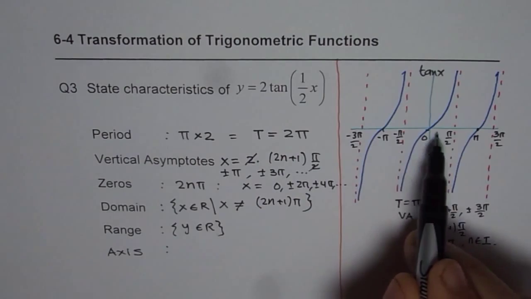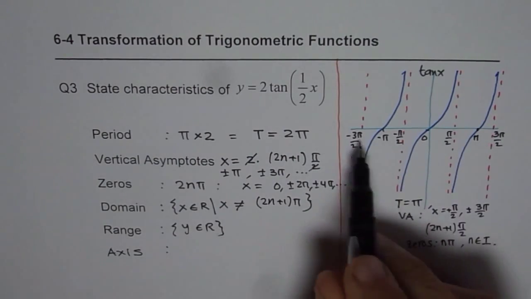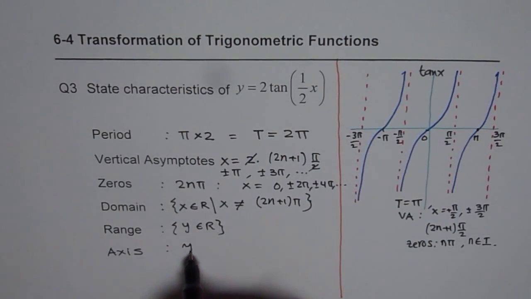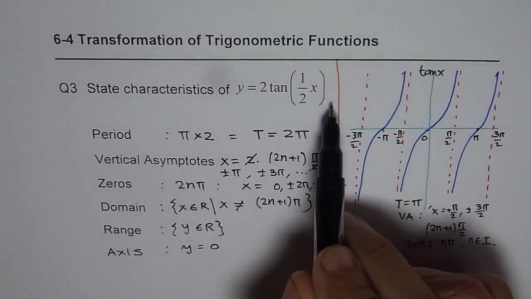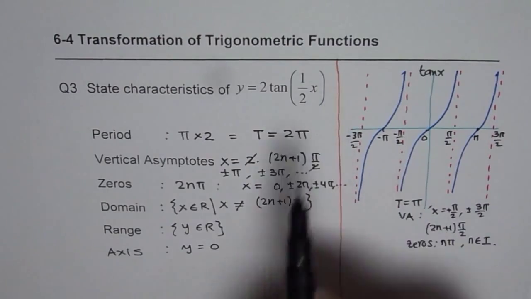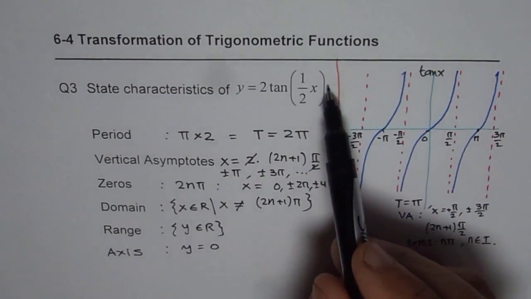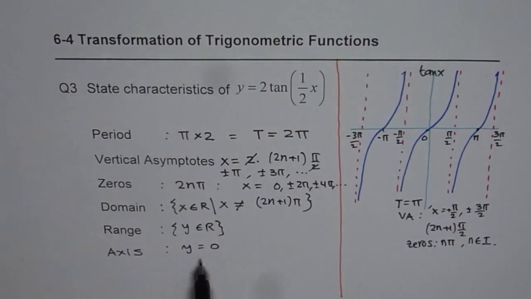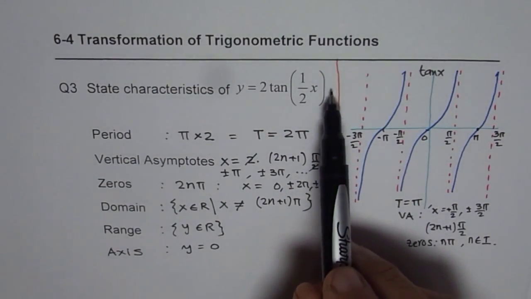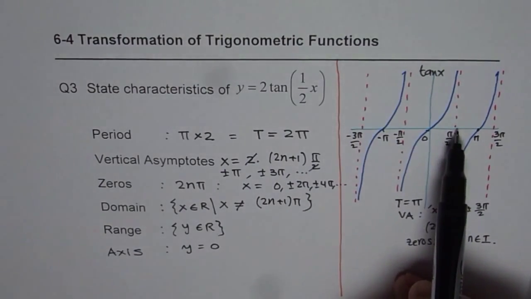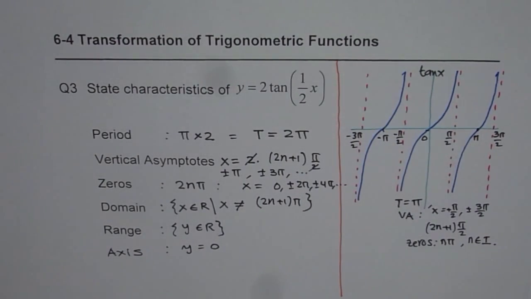Axis. Tan x does have an axis, and that's an important characteristic which you should consider. It is y equals 0, since in this equation we are not translating it up and down. If you translate it up and down, this axis will change, right? I have purposely not translated. The reason being, then it becomes very difficult for me to calculate the zeros, right? So that's the reason why I didn't translate it in this particular equation. But I think with this example, you get the whole picture of transformed tan function.